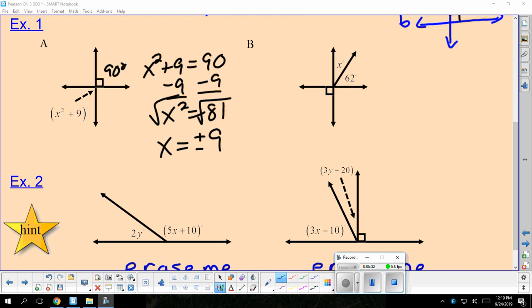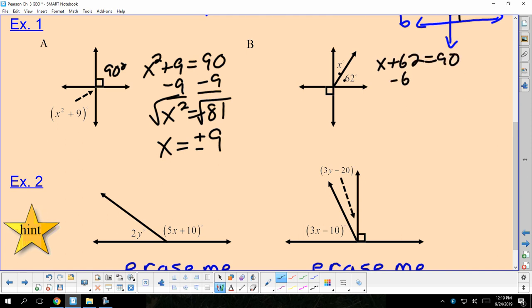So this next one, these guys are also complementary here. So x plus 62 equals 90. Subtract 62 from both sides. X equals 20 degrees.